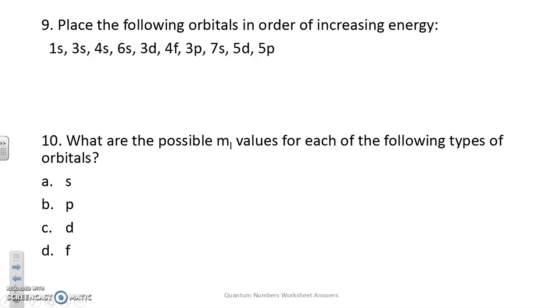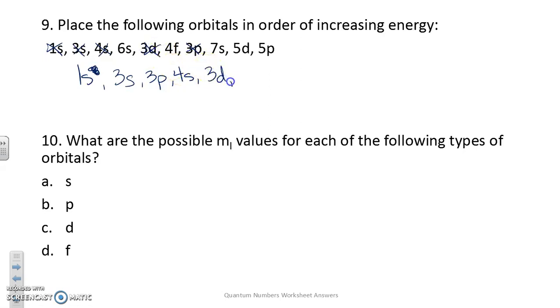All right, number 9. Place the following orbitals in order of increasing energy. So we're going from lowest energy to highest energy. Of course, we're going to start with 1s. That's the lowest. Next would be 2s, then 2p, then 3s. 3s is next. After 3s is 3p. After 3p is 4s. After 4s is 3d.